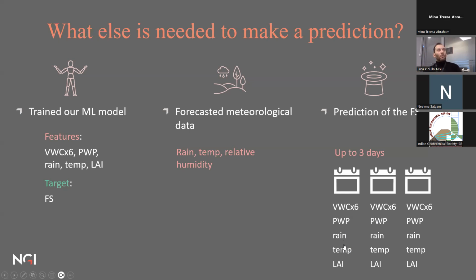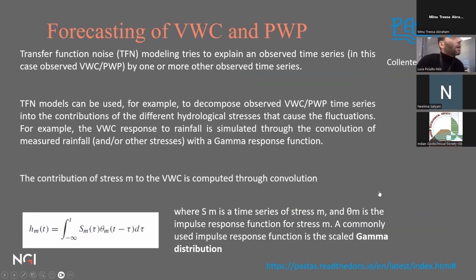So we do have the climate variables from the Norwegian Meteorological Office. What is missing at the moment is the hydrological variables. So we need to forecast them for the upcoming 3 days, and then put those variables into our trained model in order to predict the factor of safety. How have we done that?